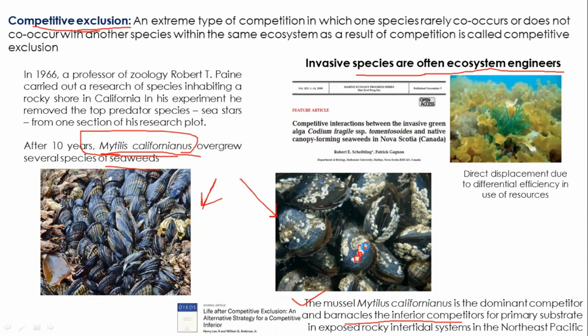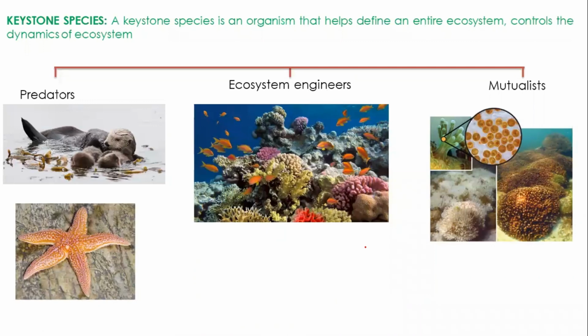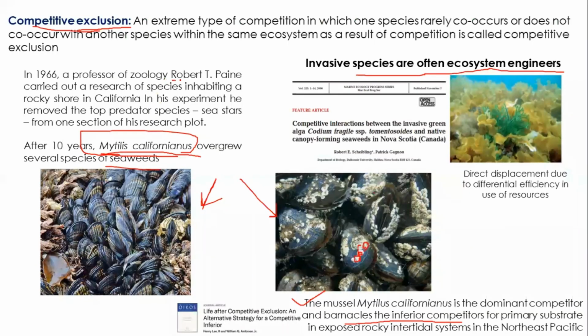Okay. I will stop my talk here for maybe 5 to 10 minutes after understanding what this keystone concept is. So keystone species. If you remember well, I told you the story of Robert Paine, where Robert Paine removed the sea star, and as a result Mytilus californianus grew over the seaweeds, right?